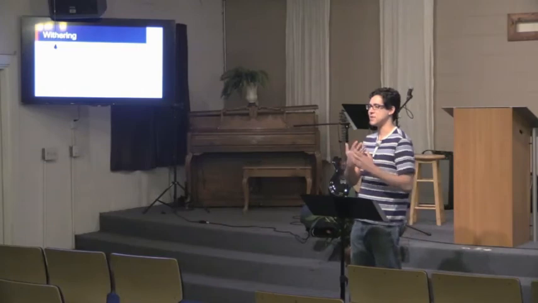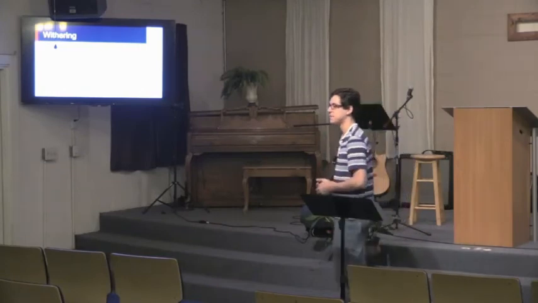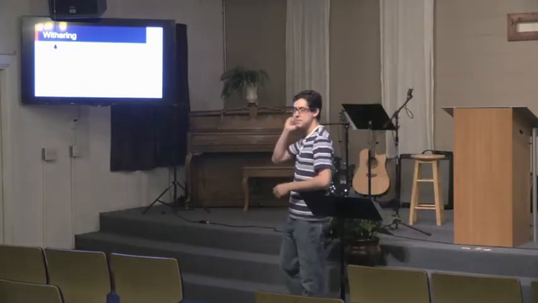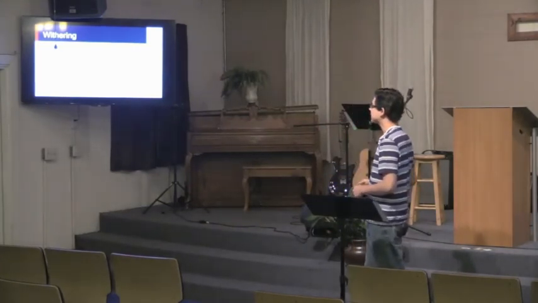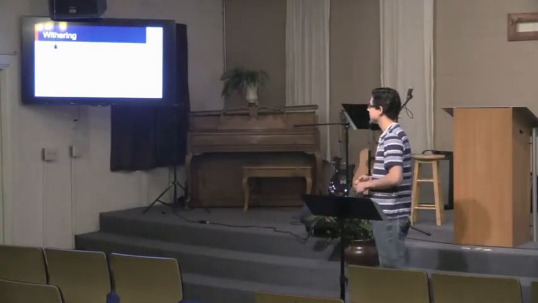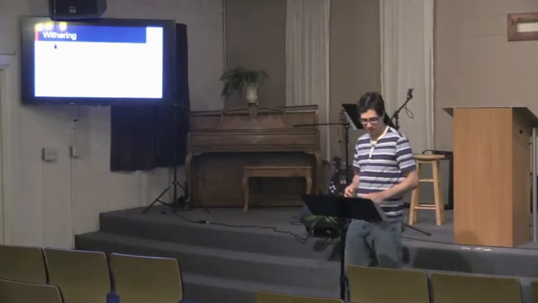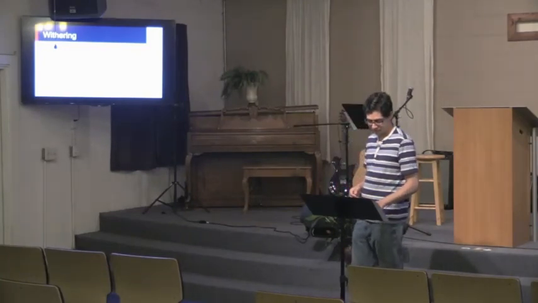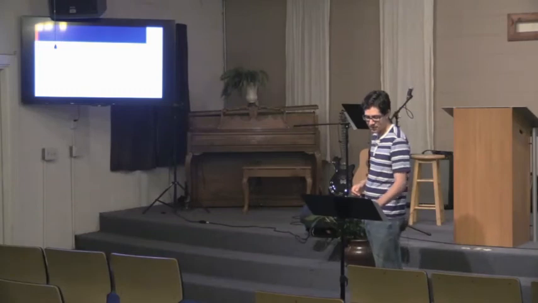What was it? It had leprosy on it. It had leprosy, yeah. So there could possibly be a connection there. But at least for the sake of this study, withering is a symbol of judgment in Scripture. The tree does not wither, right?